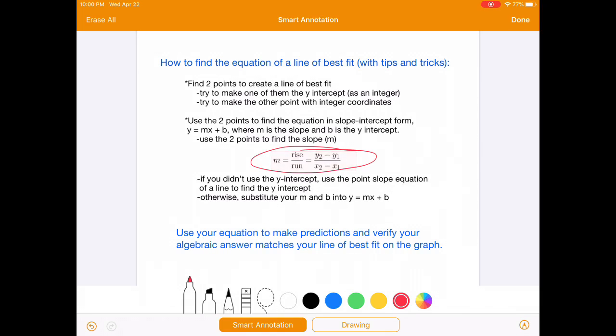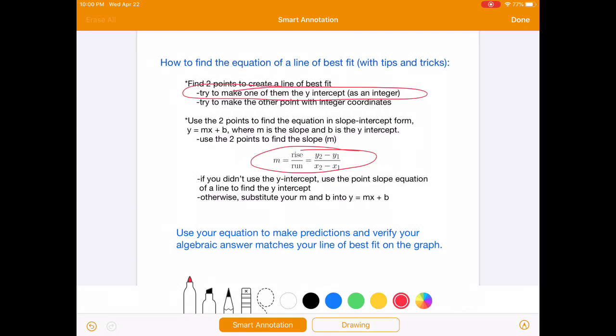And like I said, you can use the equation y2 minus y1 over x2 minus x1, or you can simply just count the rise over run, or just do the simple subtraction. Once you have the slope, you have your equation in slope-intercept form as long as you remembered to make one of your points the y-intercept.